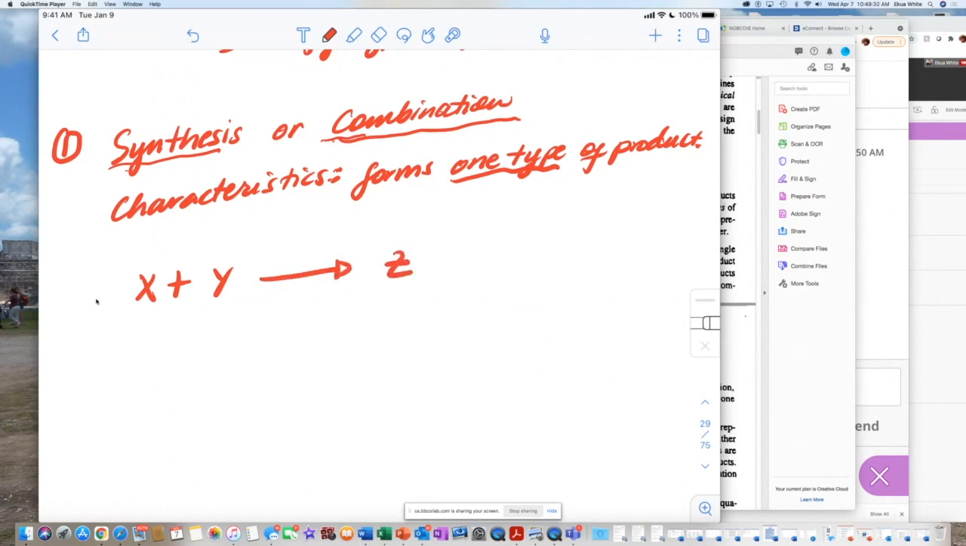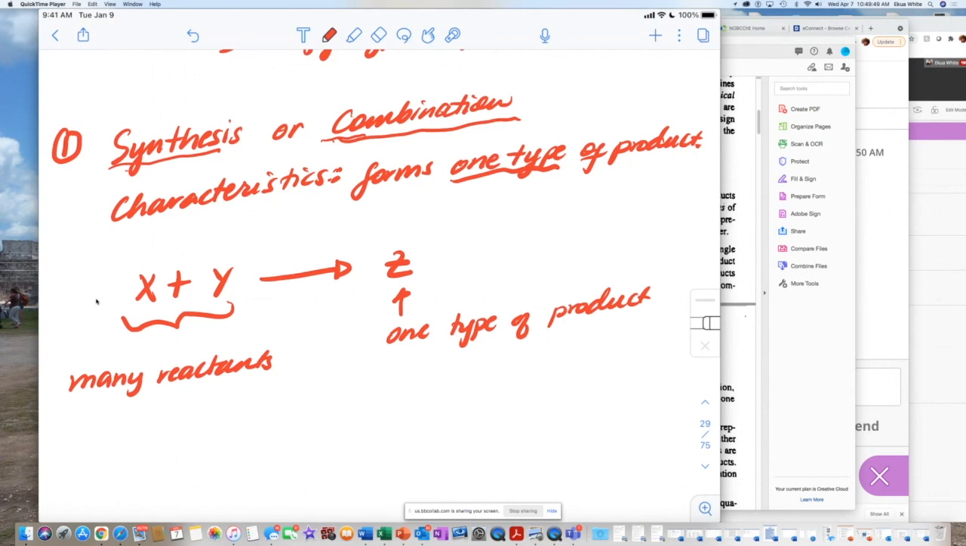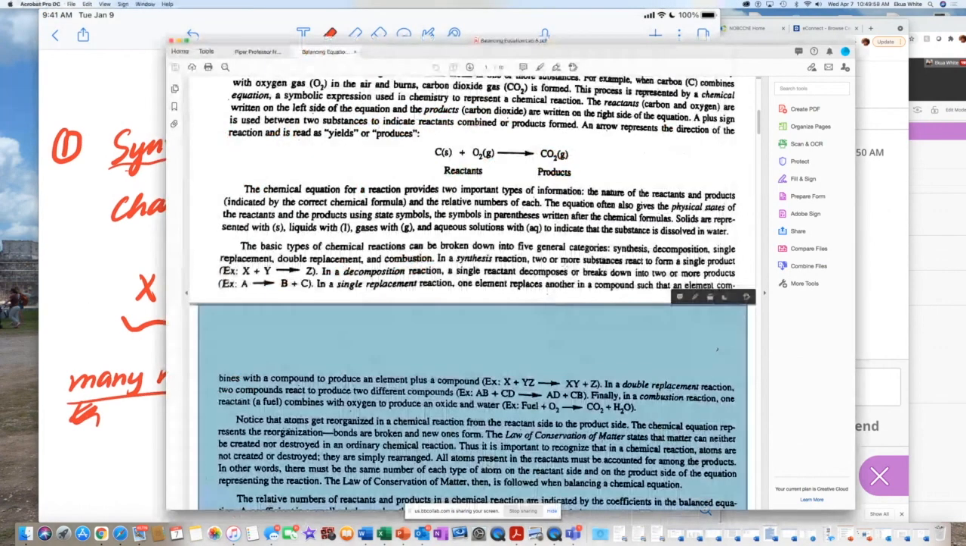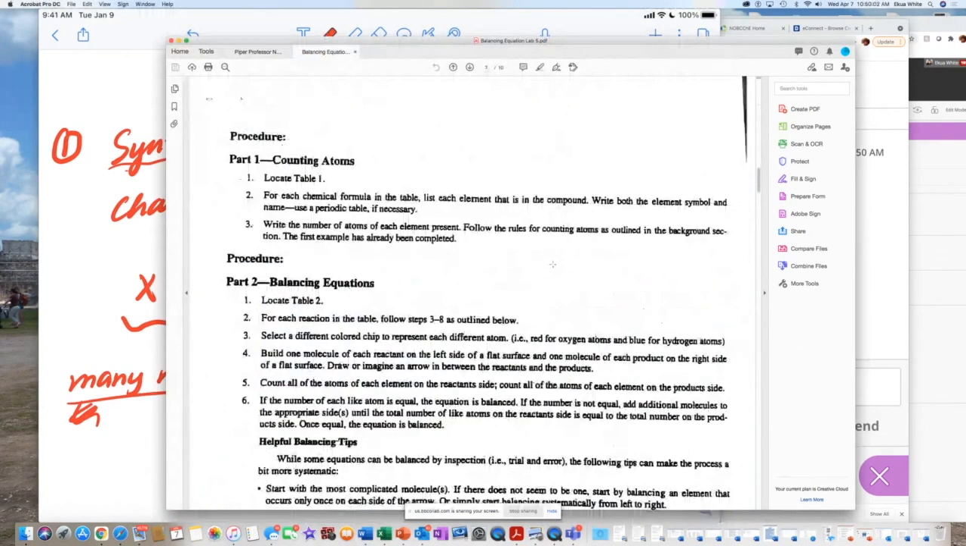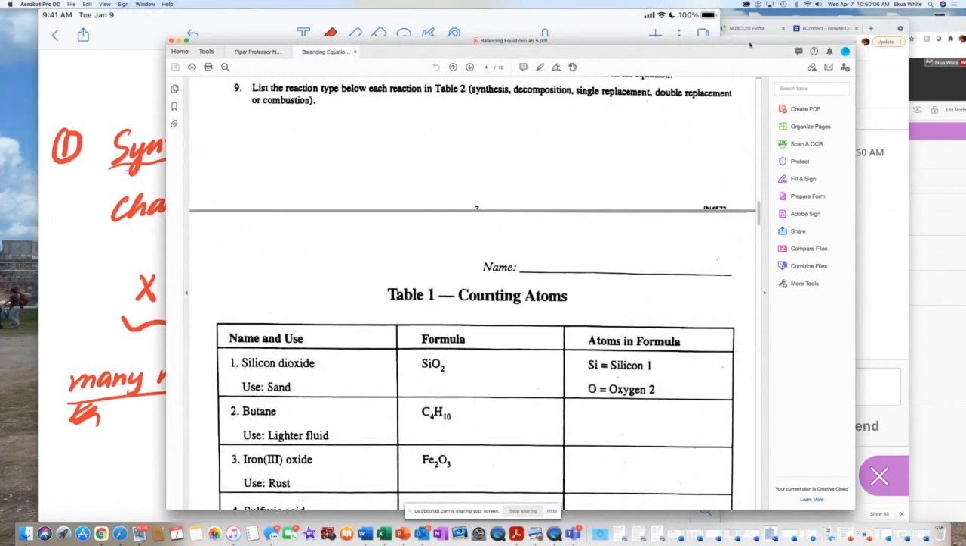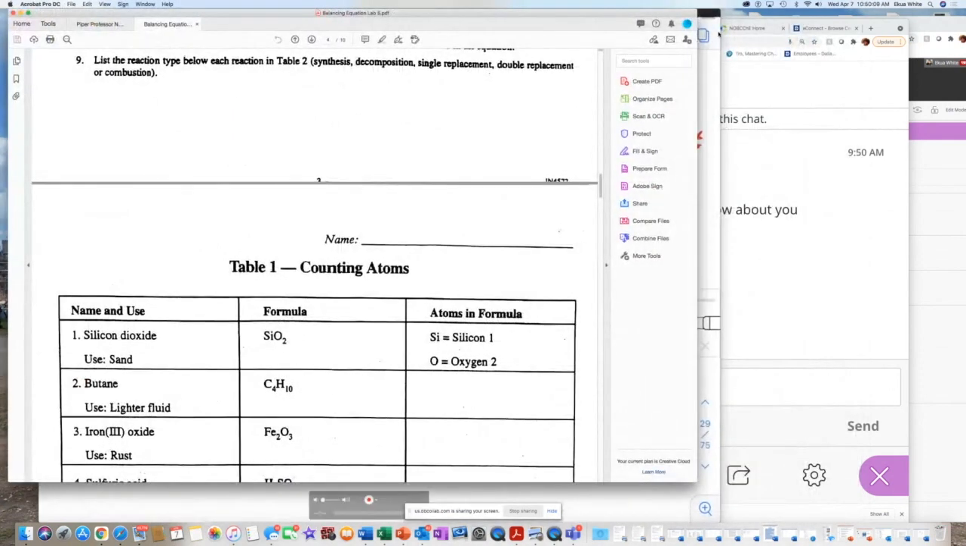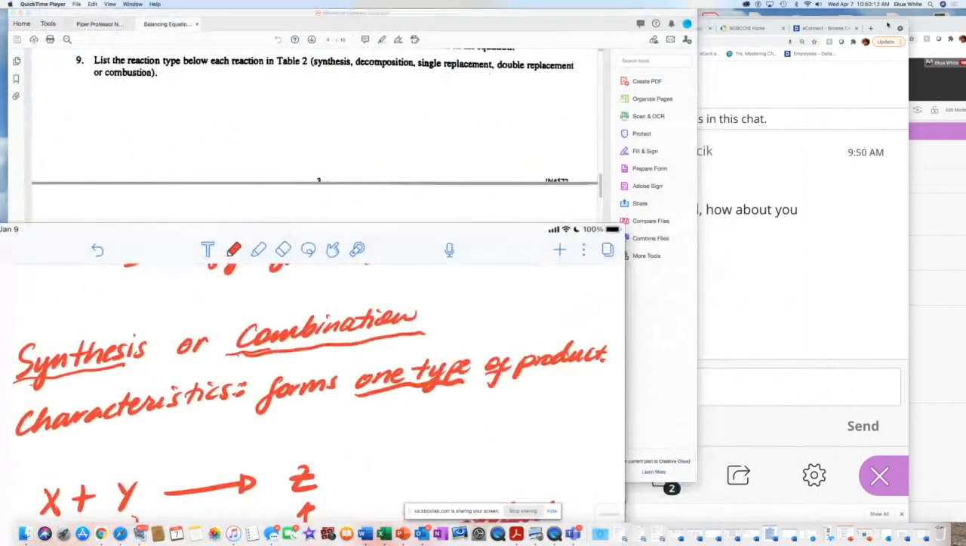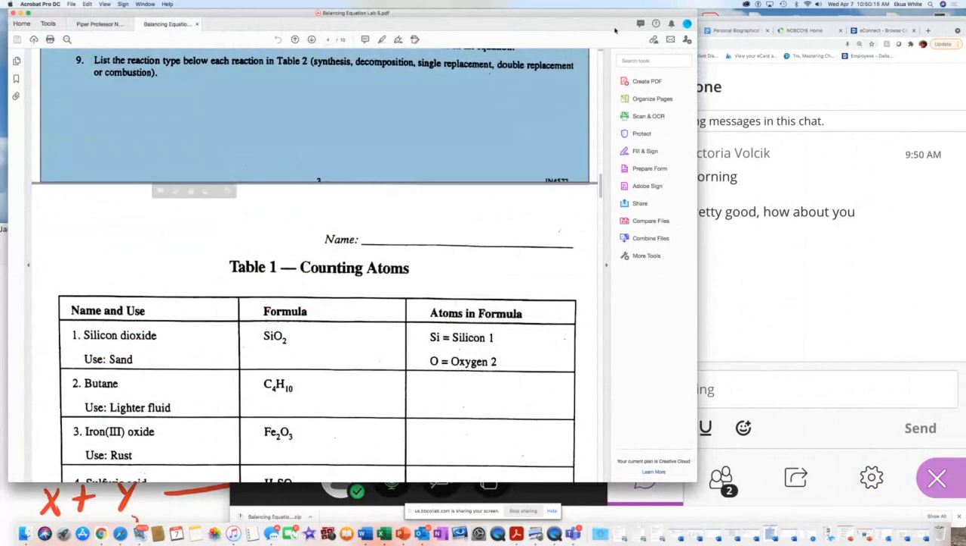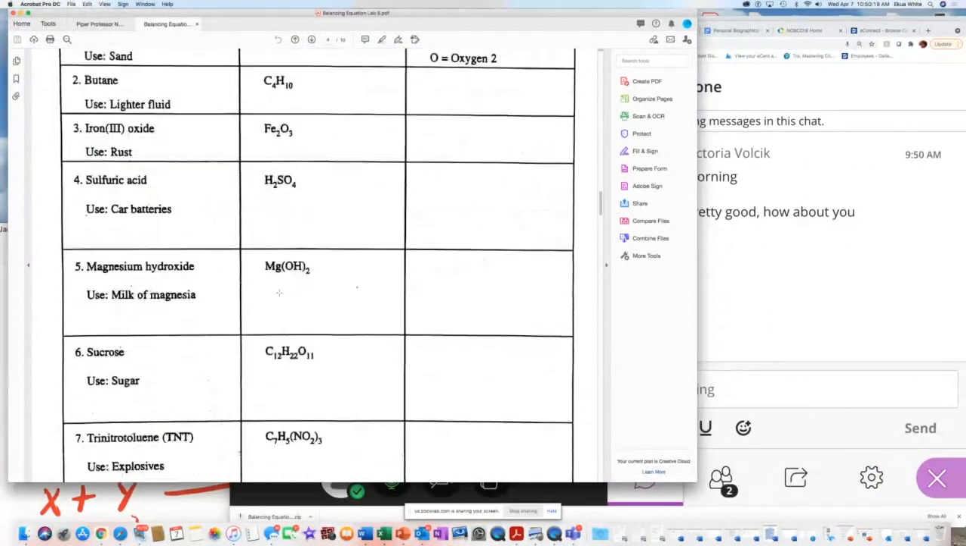Now it can form many Z's, but only one type of product. Okay. And then you have here many reactants. Now the reactants can be elements, they can be compounds. Yeah, it can be elements or compounds. It's many reactants, one type of product. So let's go ahead and look at this example here. I won't highlight all of them. How about we do the first couple of pages? Let's see if we can find the. So here's where I want you to come in and say something. Wait, how do I not cancel this out? Minimize this. So I want to see what you're saying. So for this one here, this is just showing you how to read the number of atoms here, right?